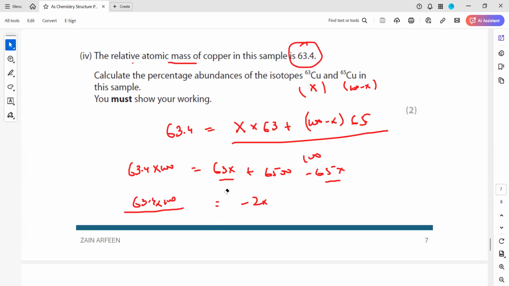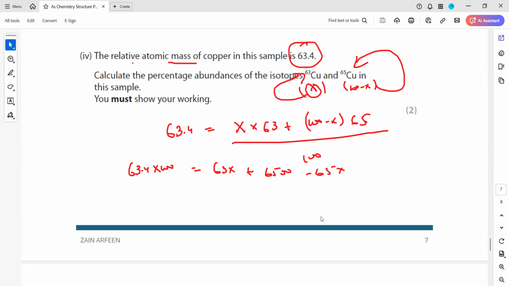So this will be divided. So just a mathematical equation is there. Solve for the value of x. After getting the value of x, so what is the value of x? That will be the percentage of 63, and 100 minus x, that will be the percentage of 65.